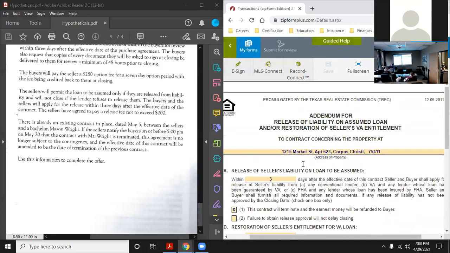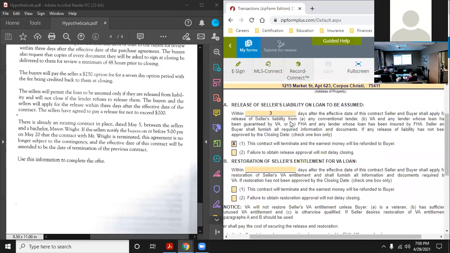And here we go. Addendum for release of liability. So this is saying that within 3 days of the effective date of the contract, the seller and buyer shall apply for release of seller's liability of any conventional loan, VA, or any lender whose loans are guaranteed by VA or FHA. So this contract, they are being released on just a normal loan. They're not trying to restore their VA loan entitlement. They're just trying to be released from their current loan.